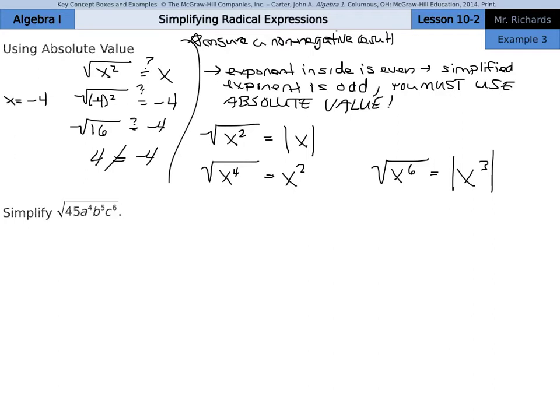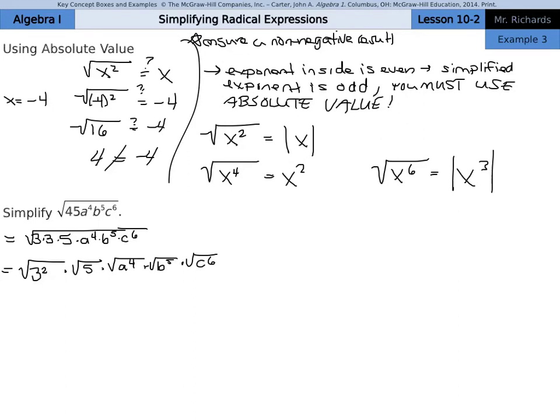Now let's see how this works in practice. If we have the square root of 45 a to the fourth b to the fifth c to the sixth, what this is going to equal, if we take apart our 45, is 3 times 3 times 5, that's the 45, times a to the fourth times b to the fifth times c to the sixth. Well, this breaks apart now into the square root of 3 squared times the square root of 5 times the square root of a to the fourth times the square root of b to the fifth times the square root of c to the sixth.